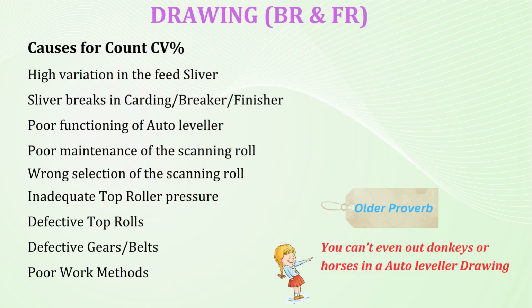Drawing breaker and finisher. Causes for count CV%: high variation in the feed sliver, sliver breaks in carding, breaker, finisher, poor functioning of auto leveler, poor maintenance of the scanning roll, wrong selection of the scanning roll, inadequate top roller pressure, defective top rolls, defective gears and belts, poor work methods.